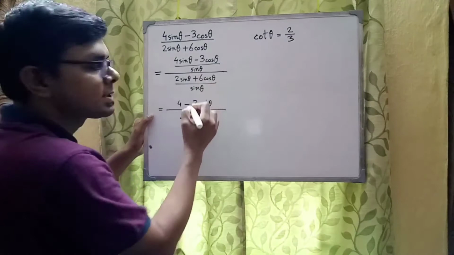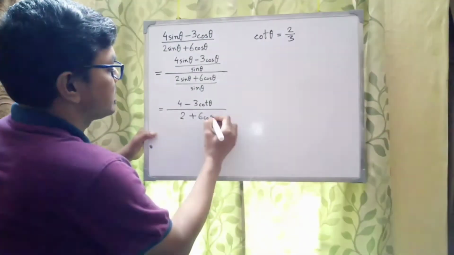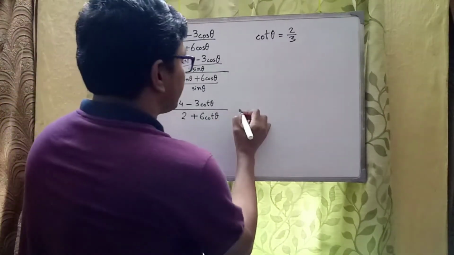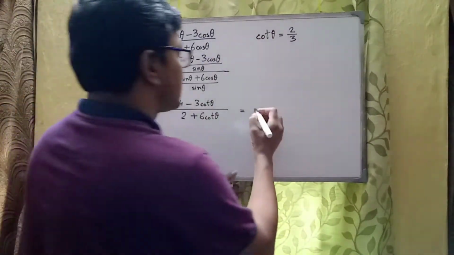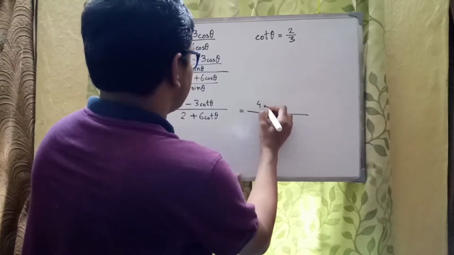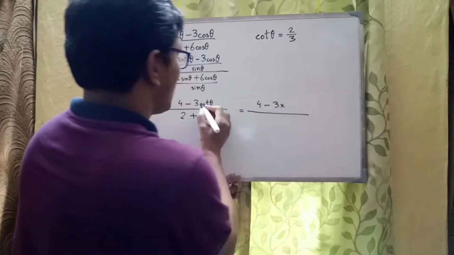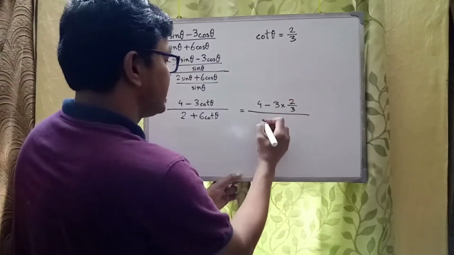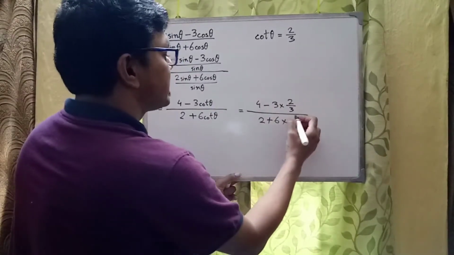And we have 6 cos theta by sin theta, that is 6 cot theta. Now the sum becomes very easy, because here we just have to put the value of cot theta, which is given in the question. So we go like 4 minus 3 into cot theta, that is 2 by 3. We know that cot theta equals 2 by 3, and 2 plus 6 into cot theta, that is 2 by 3.